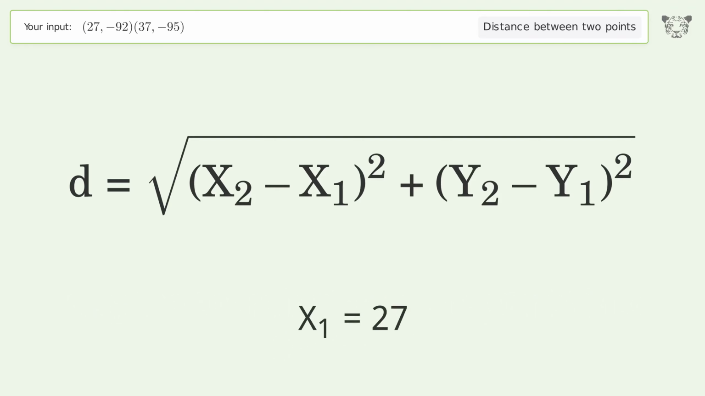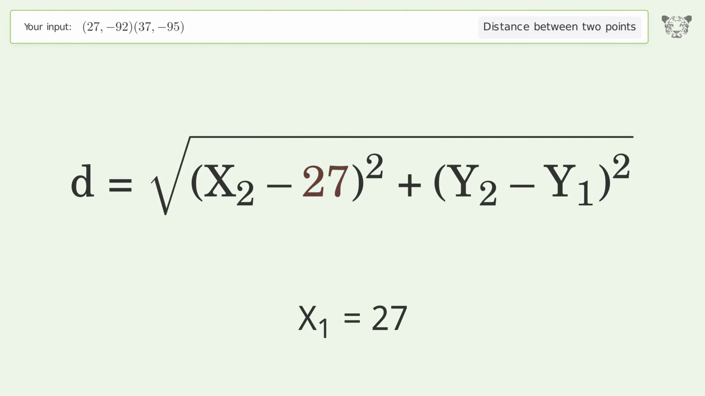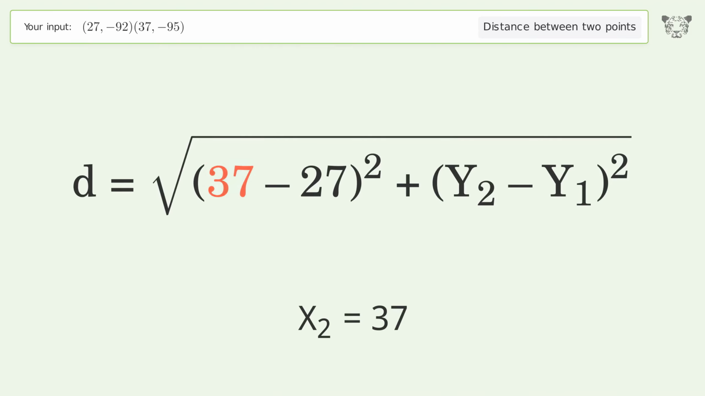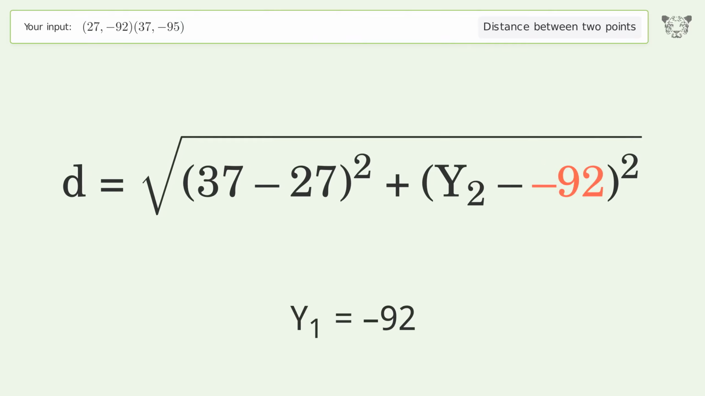x1 equals 27. x2 equals 37. y1 equals -92. y2 equals -95.